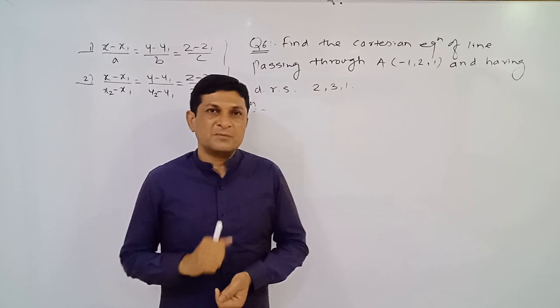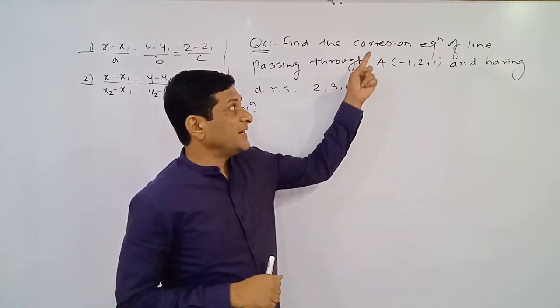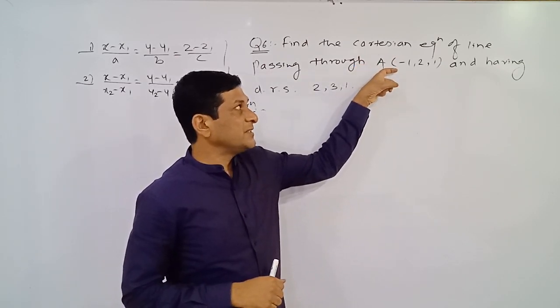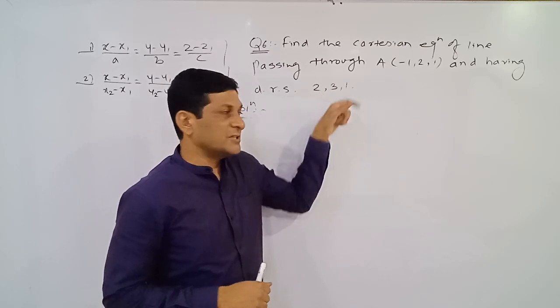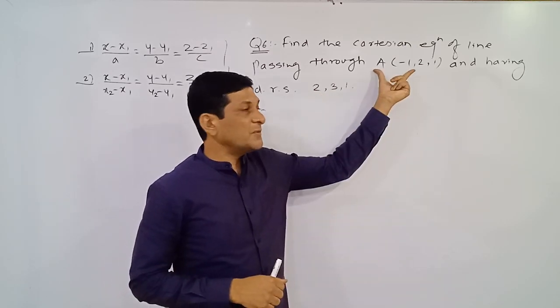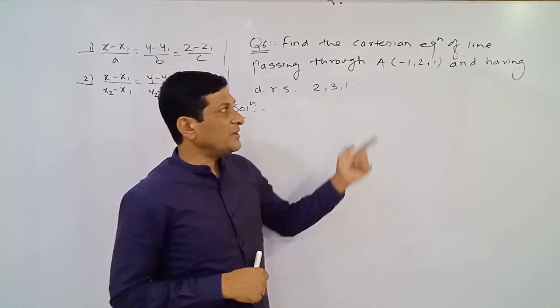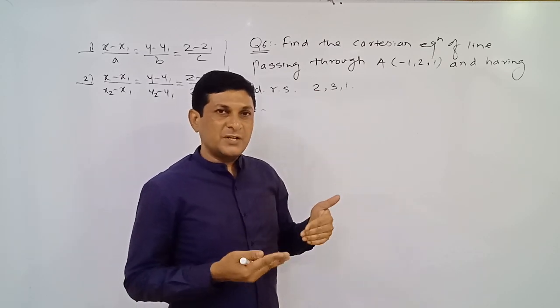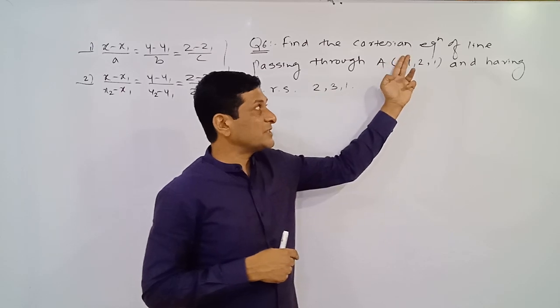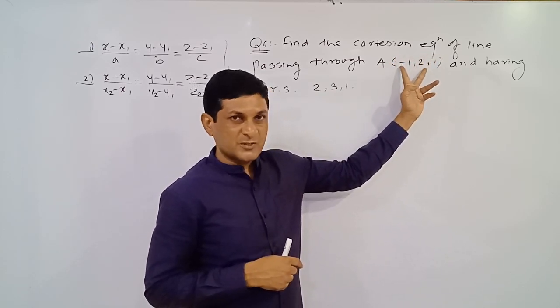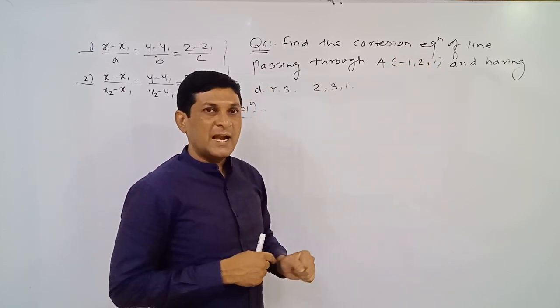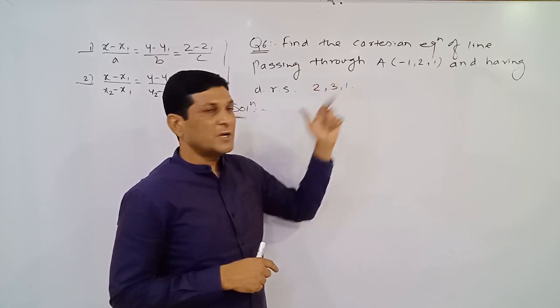So observe question number 6. In this question we are finding the Cartesian equation of a line passing through this point and having these direction ratios. Means the coordinates of one point on the line are given to us and the direction ratios are given to us. The coordinates of the given point in the second theorem we have denoted by x1, y1, z1, and the direction ratios we are denoting by a, b, c.